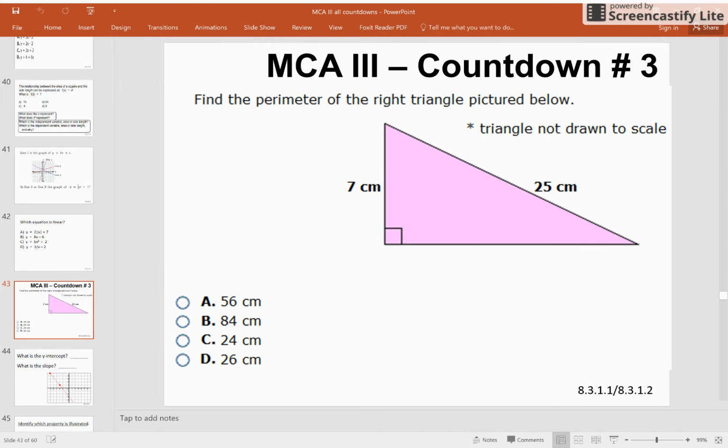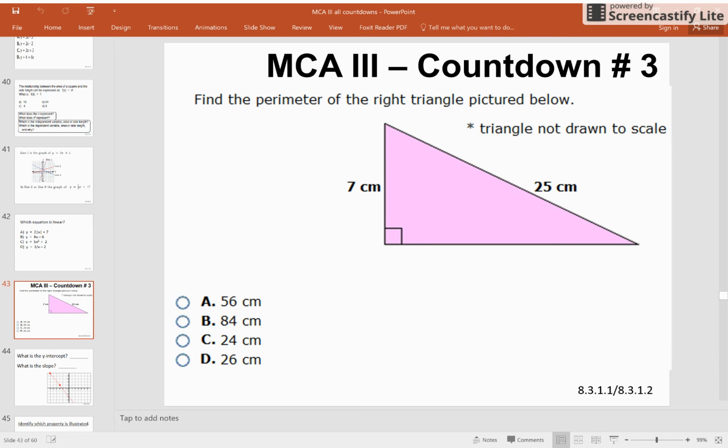All right, MCA Countdown number 3. Find the perimeter of the right triangle pictured below. So one thing they're going to ask you to do is use the Pythagorean theorem. This is on your formula sheet, and that is a squared plus b squared equals c squared. In that case, it has to be for a right triangle, which we can confirm that it is.